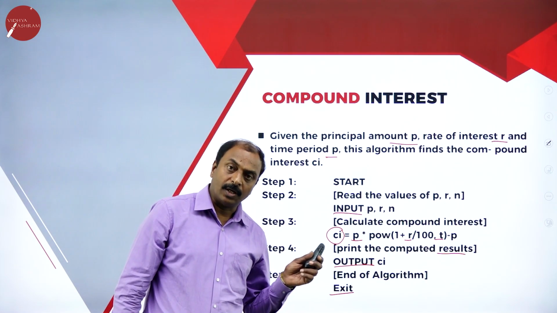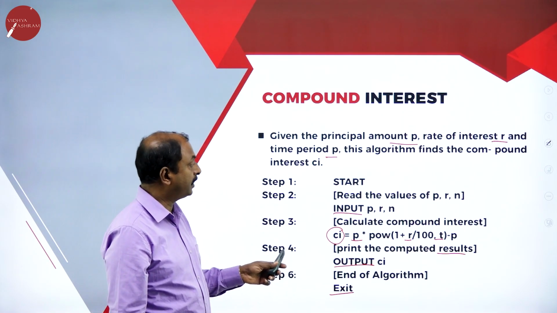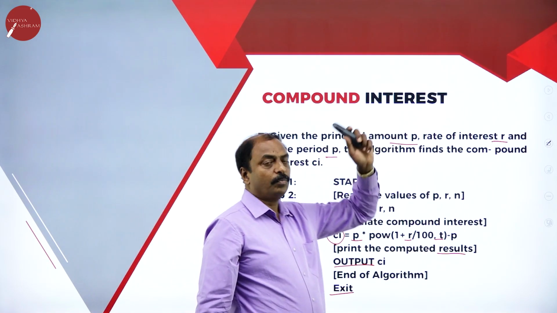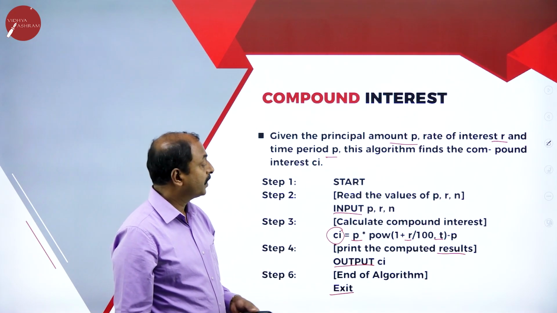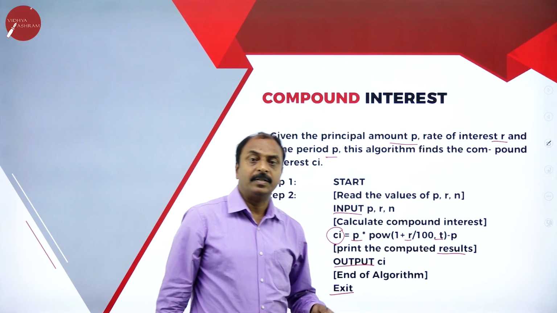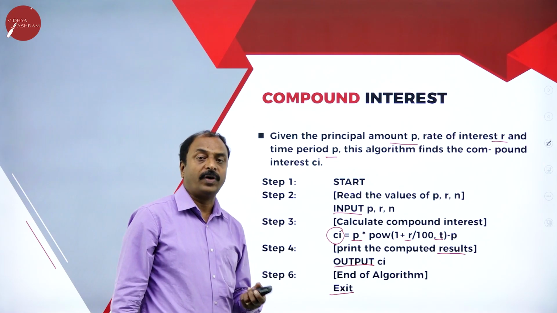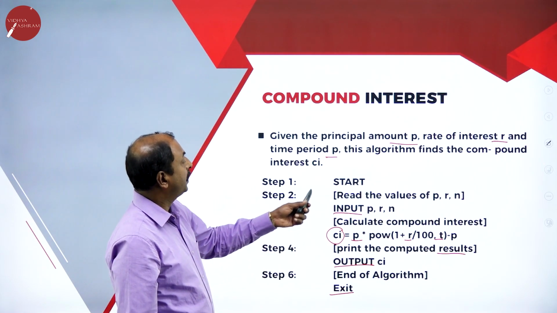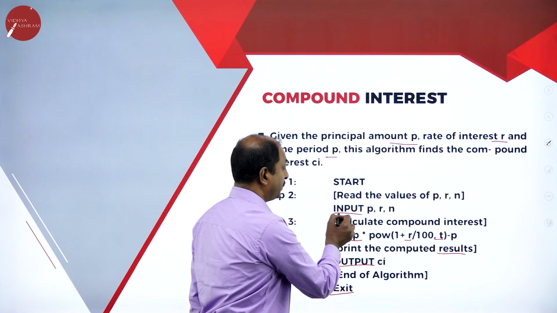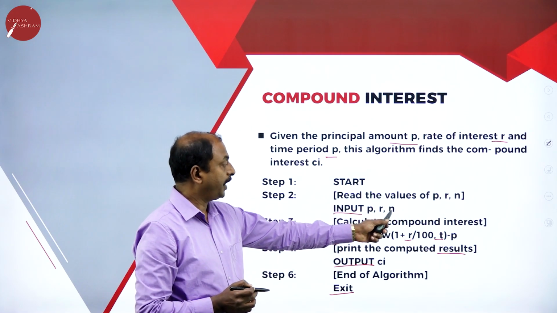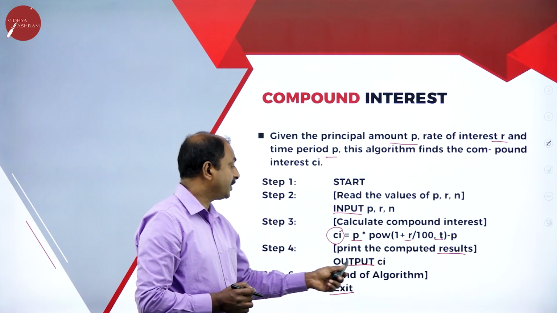So if you look at this algorithm, it is a step-by-step procedure to solve a problem. Here the problem is to find compound interest, and to find the compound interest, we must know the formula, or the user must know how to solve this particular problem. So here the first step is start, and then enter the values. This is input P, R, N or T. Then applying the formula, then it is the result.